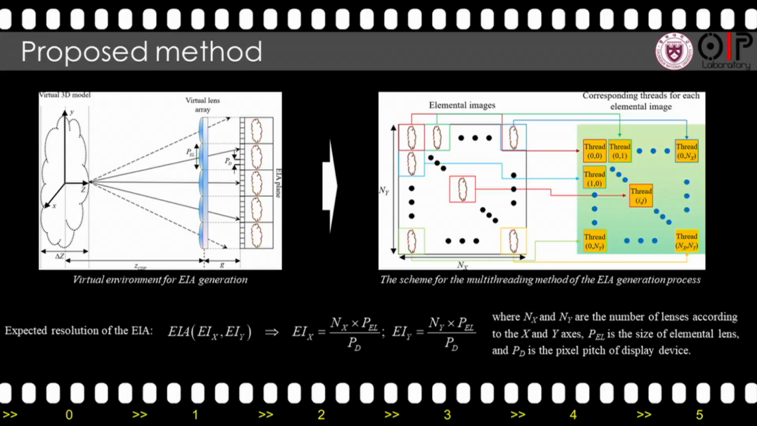In this case, each elemental image corresponds to a single thread, but these threads cannot proceed simultaneously. The first few threads are processing, and the other threads are in ready-to-run mode. When the first threads are processed completely, they are blocked, and the next threads, which are in ready-to-run mode, are processed. And this step is iterated for all of the threads. And finally, we can obtain the elemental image array.